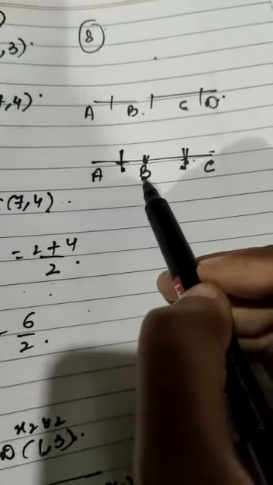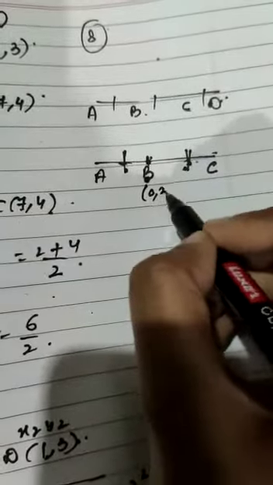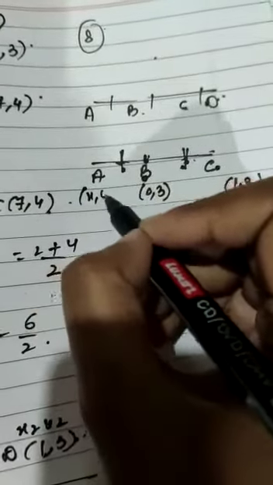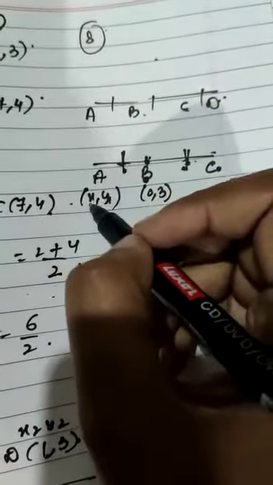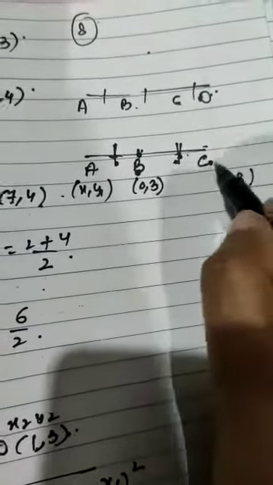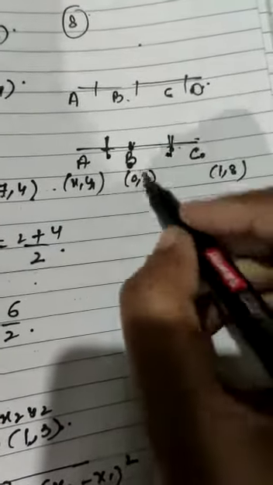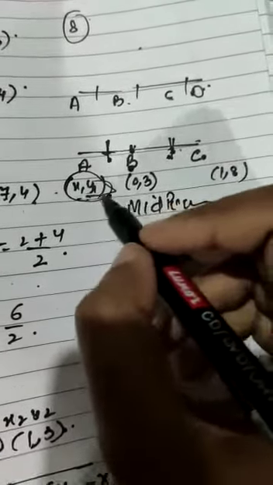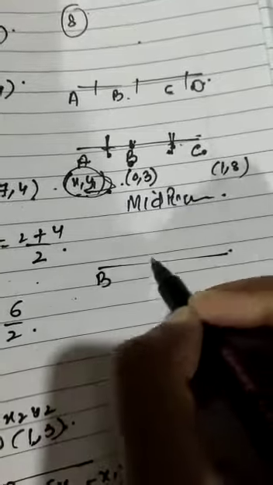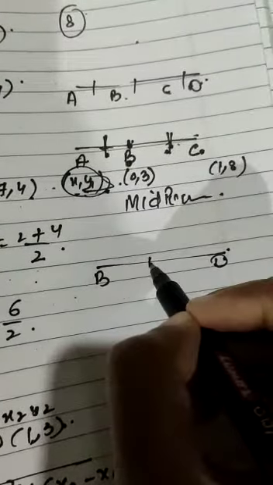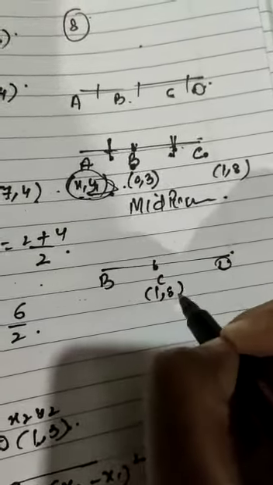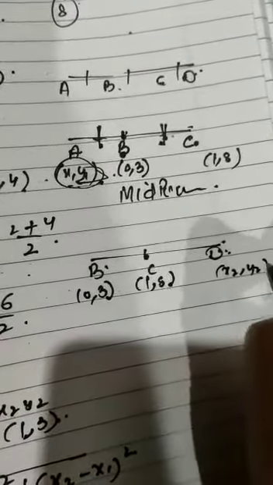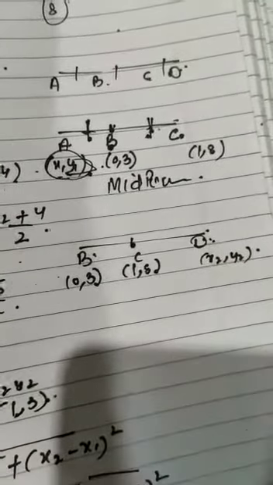And we are given B as 0, 3. C is 1, 8, but we don't know the coordinates of A. So we can write the coordinates of A as x1 and y1. We are given B 0, 3, C 1, 8. So in this way, by using the midpoint formula, you can find the values of x1 and y1. Similarly, among B, C and D, C is the midpoint and C is given as 1, 8. B is given as 0, 3. So you can find D by using the midpoint formula.